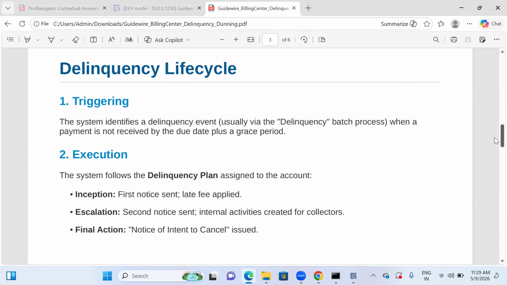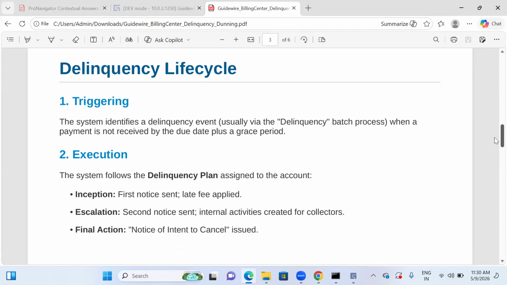And this is the life cycle of a delinquency, which starts with triggering, because whenever the system has identified a delinquency event, right? Let's say, for example, in batch processing the customer has not paid the payment on the due date. The insurer will provide a grace period of about 2 weeks, 3 weeks, or a month. Next is the execution part, right?